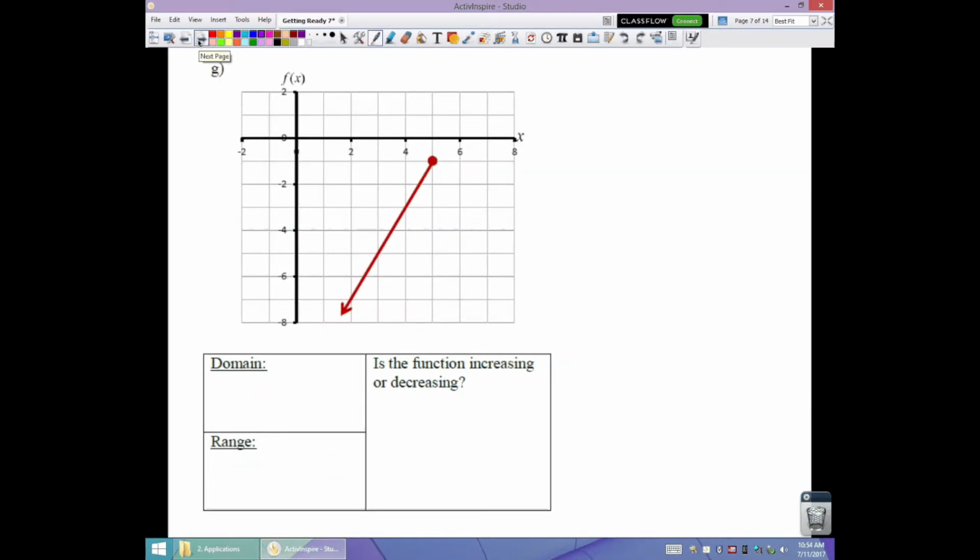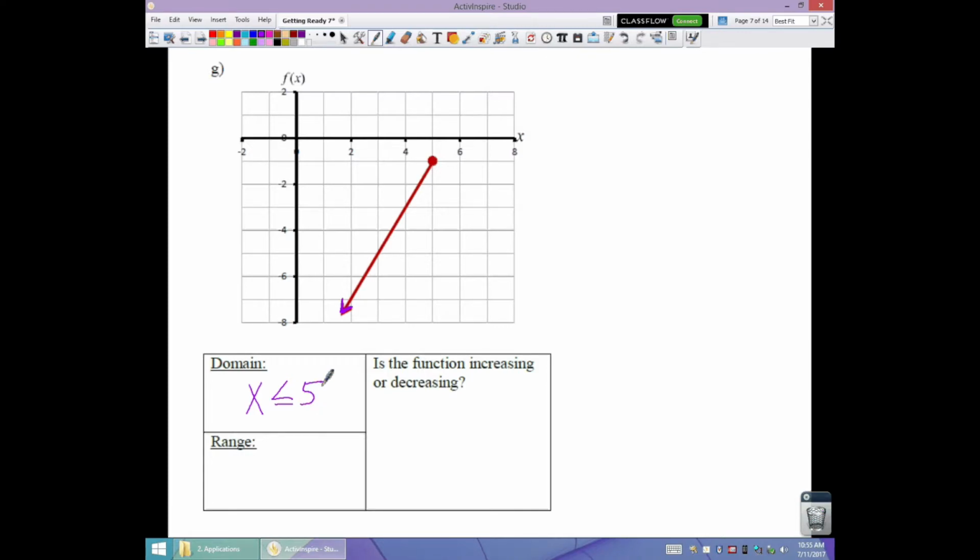G, we have domain leftiest to rightiest. Well, again, an arrow pointing one direction, or left and down, one side of the line. So our domain is every x value up until we get to 5. 5 is the very last one. So every x less than or equal to 5.